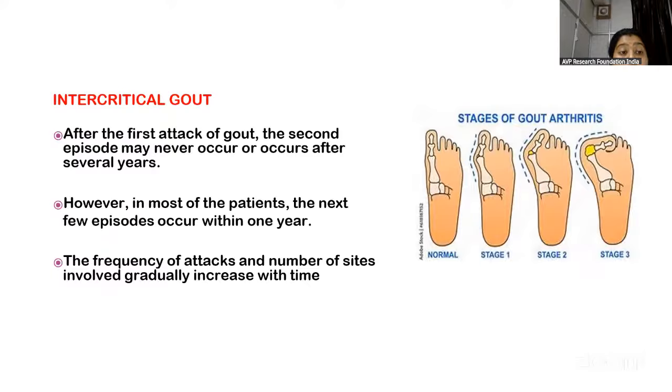Now, moving on to the third stage, that is intercritical gout. After the first attack of gout, the second episode may never occur or occurs after several years. However, in most of the patients, the next few episodes occur within 1 year. The frequency of attacks and number of sites involved gradually increases with time. So, intercritical gout is the period between two attacks of gout. And in the second attack, it will not be like your first attack. Here, more joints or more sites will be involved.